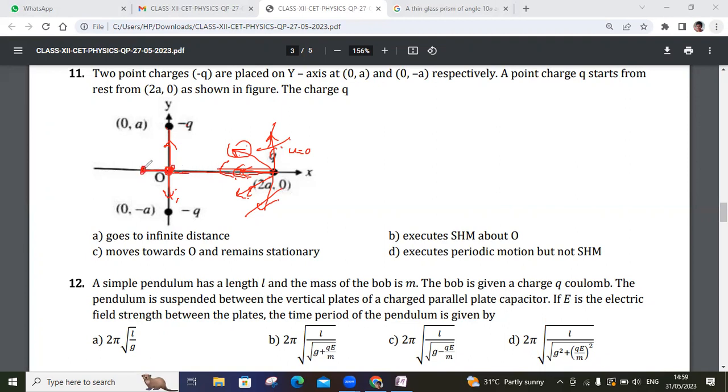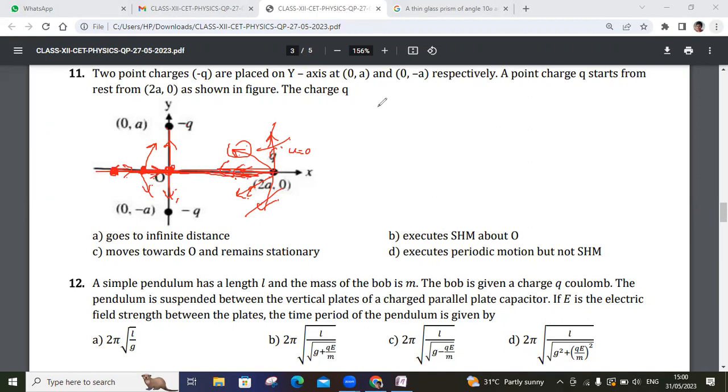When it comes to this side of the origin, the left side of the origin, again there will be an attractive force. So net force in this case, similarly, will be in this direction, right? So again it will tend to move. With that gained velocity it will move, but it will decelerate. It will move to some extent where it will stop again, and again net force is on this side, so it will come back like this. So it will execute SHM, it will execute periodic motion. Now whether this periodic motion is SHM or not, that we will find.